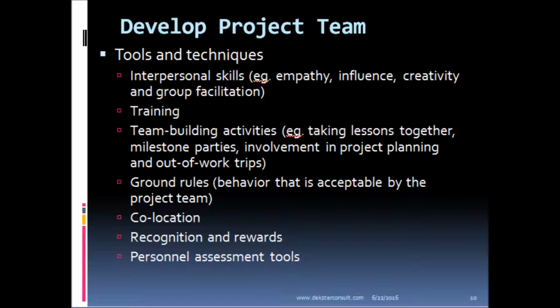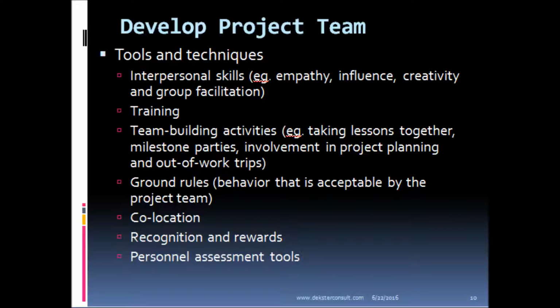Tools and techniques that we can make use of include the interpersonal skills of the project manager. Then it will depend so much on training. It will depend on team building activities like taking lessons together, having parties together, out of work trips, and so on. It will set ground rules which talk of behavior that is considered acceptable by the project team.